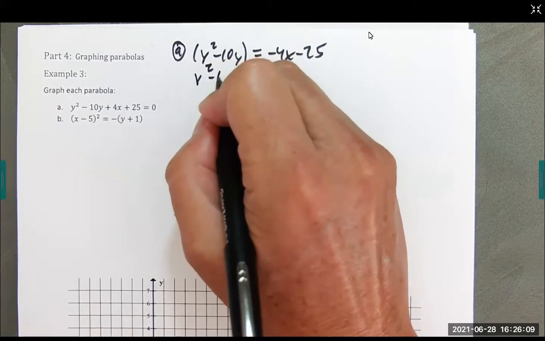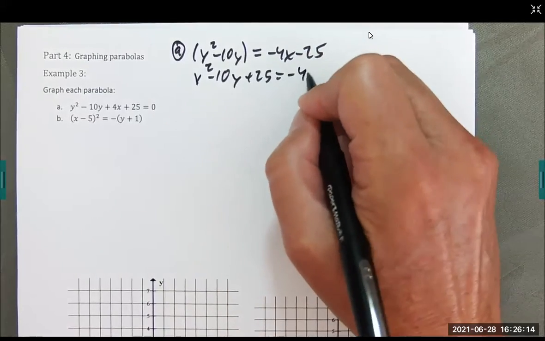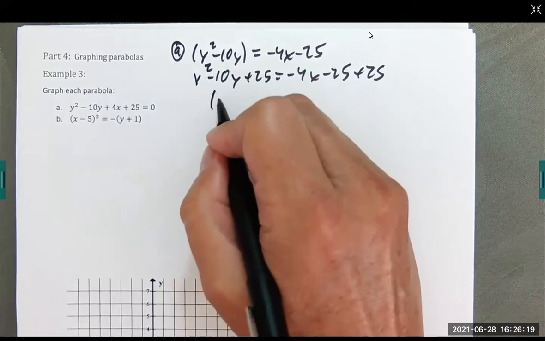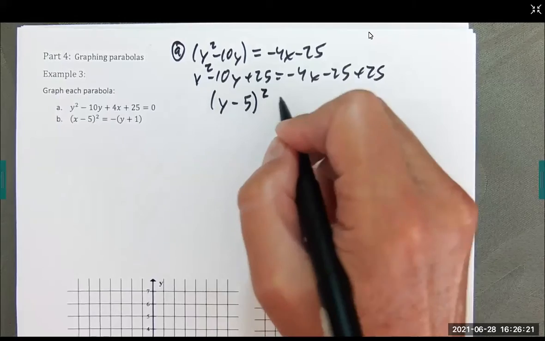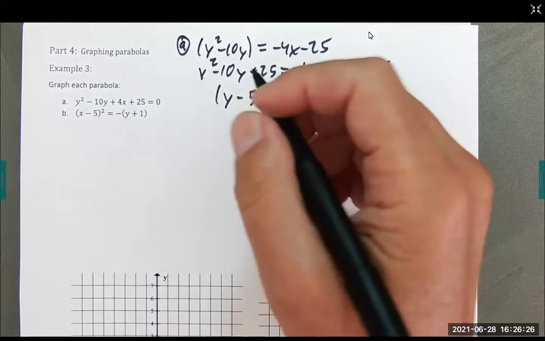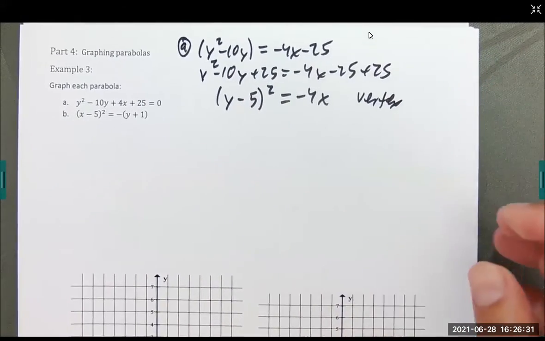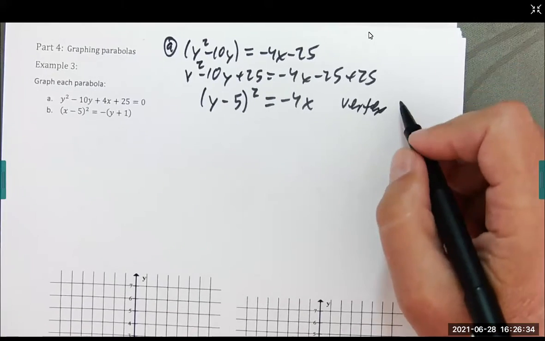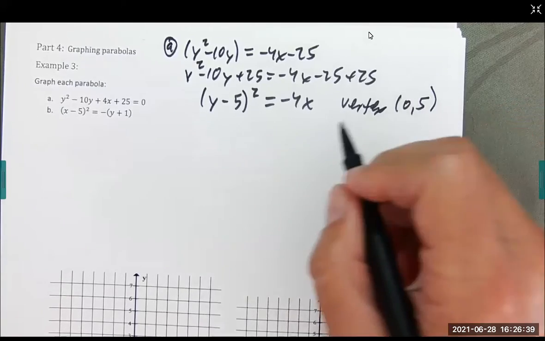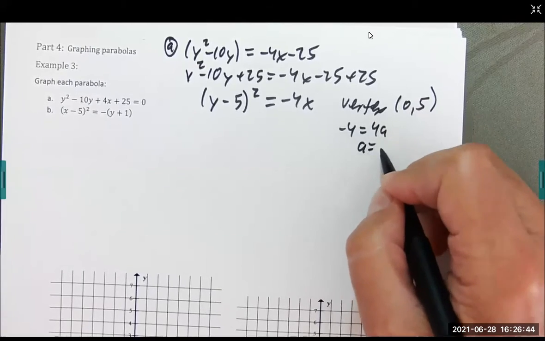y squared minus 10y plus 25 equals negative 4x minus 25 plus 25. Very nicely, those go away. We now have y minus 5 squared equals negative 4x. So it looks like we're going to have a vertex at the point 0, positive 5. This is going to be opening to the left, so negative 4 equals 4a. That means a equals negative 1.